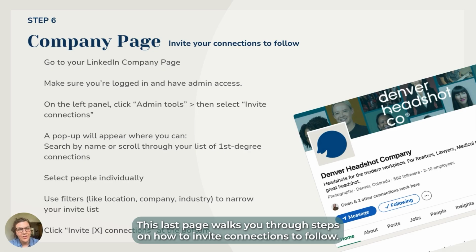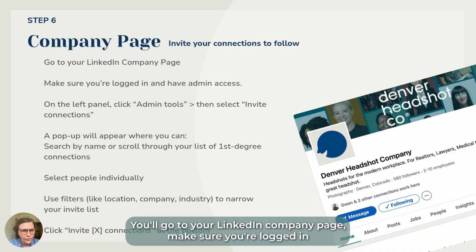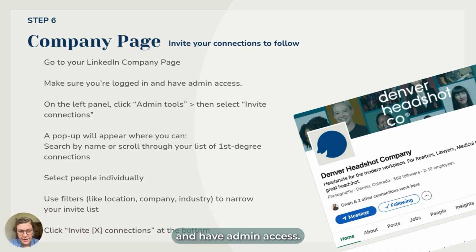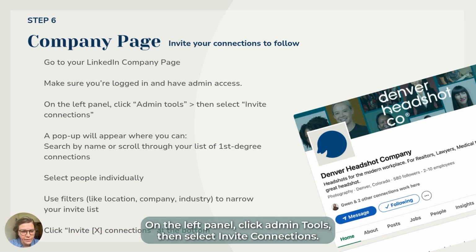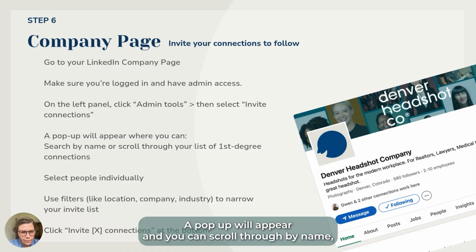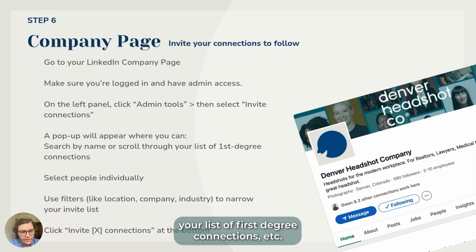This last page walks you through steps on how to invite connections to follow. You'll go to your LinkedIn company page, make sure you're logged in and have admin access. On the left panel, click Admin Tools, then select Invite Connections. A pop-up will appear and you can scroll through by name, your list of first degree connections, etc.